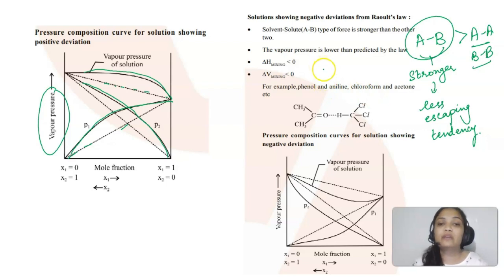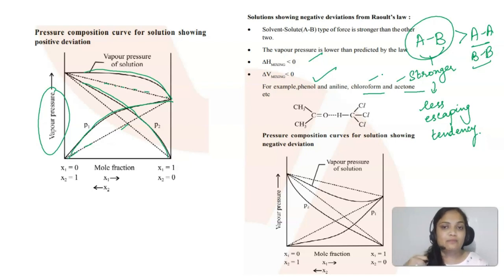Okay, so that means it exhibits negative deviation from Raoult's law. Like delta H mixing would be less than 0 and delta V mixing also would be less than 0. For example, phenol and aniline, chloroform and acetone. So if I talk about chloroform and acetone, they have certain types of interactions in chloroform and in acetone.